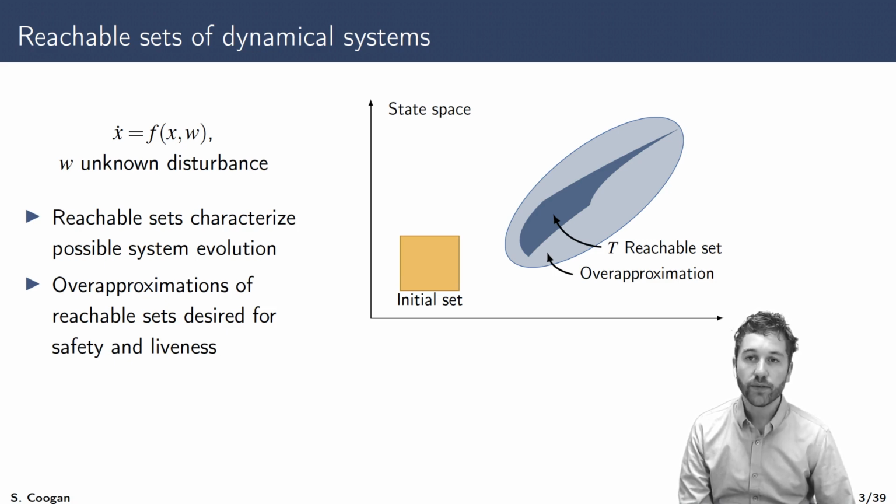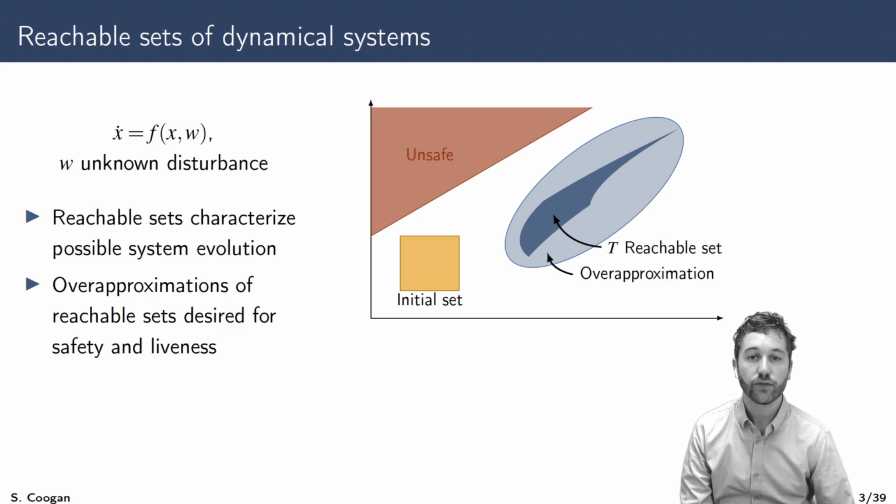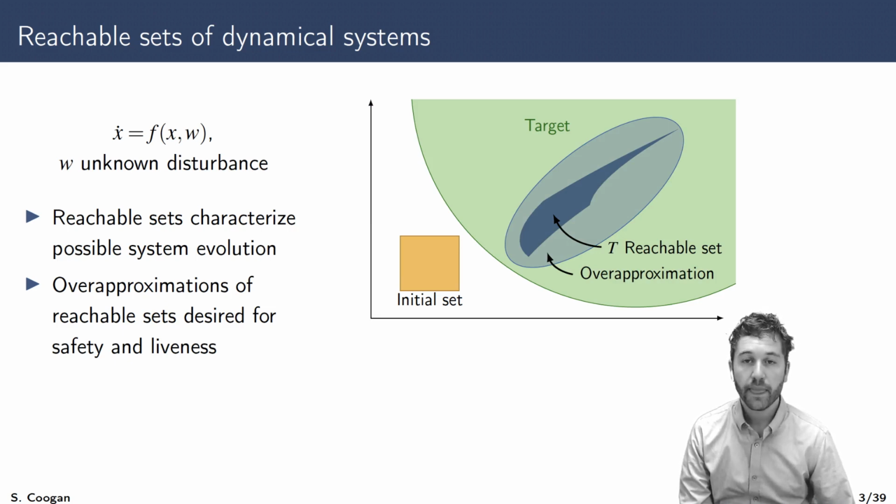In this talk, we will focus on over-approximations because of their usefulness in establishing safety and liveness properties subject to disturbances. So for example, we can verify the T reachable set does not intersect some unsafe set by confirming that its over-approximation does not intersect the unsafe set. Likewise, a sufficient condition for all states within the T reachable set to reach a target region is for the over-approximation to be contained within the target region.